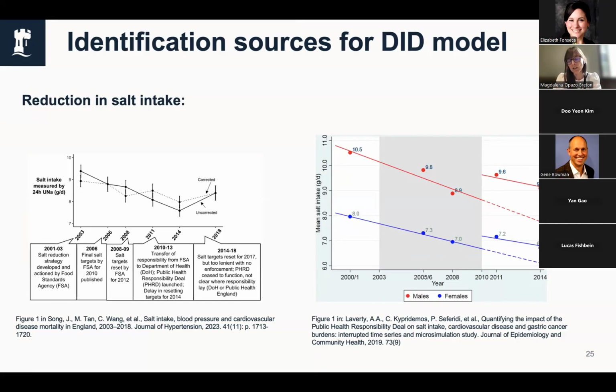In this study, they used an interrupted time series model to compare trends in salt intake through urine samples in males and females. And as you can see, there was a clear decrease until 2010, which changed after 2010, so there was a change in the trajectory, a jump after the policy became less intense.